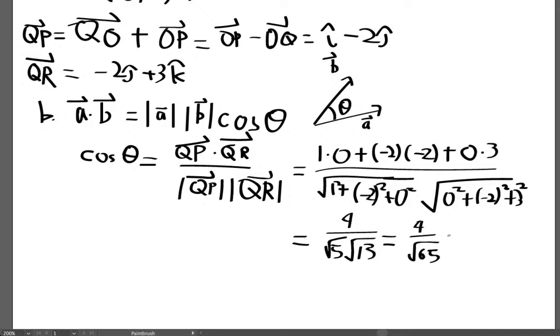So this guy here would equal, let's actually rationalize this. So multiply the top and the bottom by root 65. So it's 4 square root of 65, divided by 65. And that's the answer for the cosine theta. So I hope that's pretty clear.